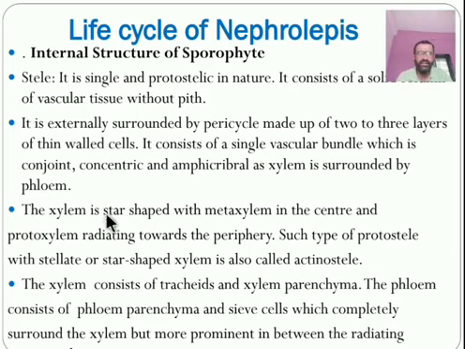Further, the xylem is star shaped with the metaxylem in the center and the protoxylem radiating toward the periphery. Such a type of protostele with stellate or star shaped xylem is also called the actinostele. The xylem consists of tracheids and xylem parenchyma. The phloem consists of phloem parenchyma and sieve cells, which are completely surrounded by xylem, but more prominent in between the radiating protoxylem groups. In this way, this is about the stellar region of the sporophyte.